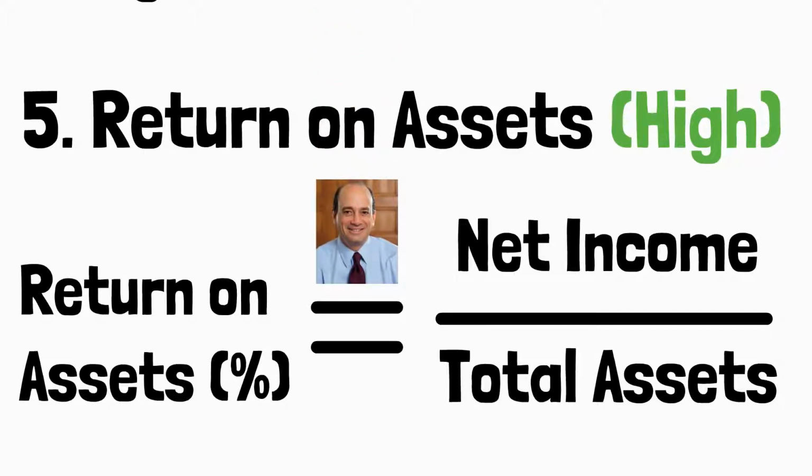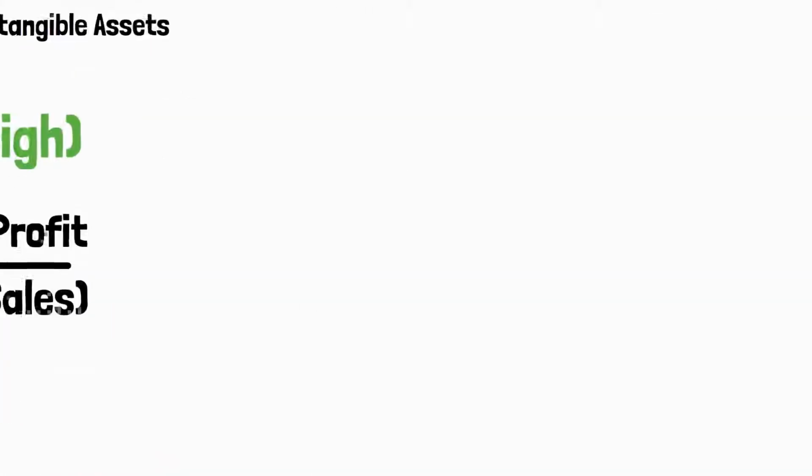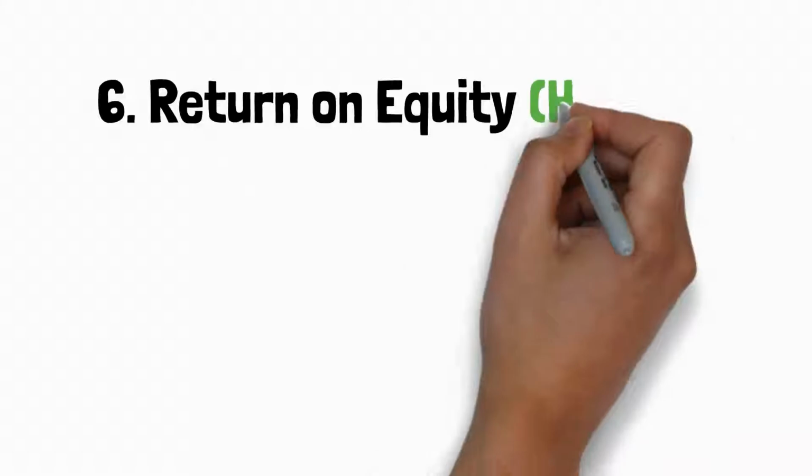This is what Joel Greenblatt refers to as the magic formula. Companies with this combination will most likely increase shareholder value and generally make investors wealthy.